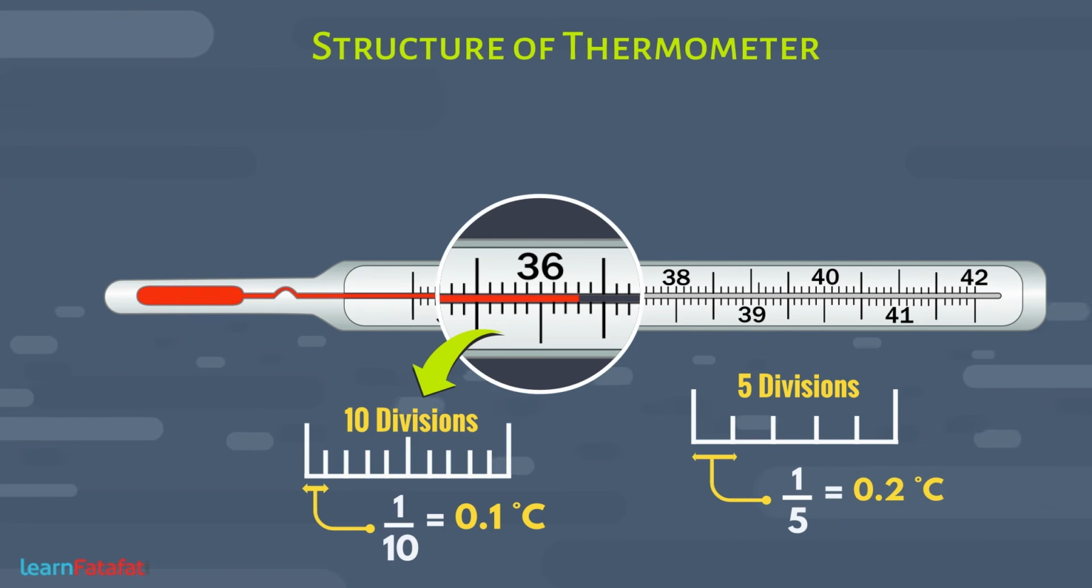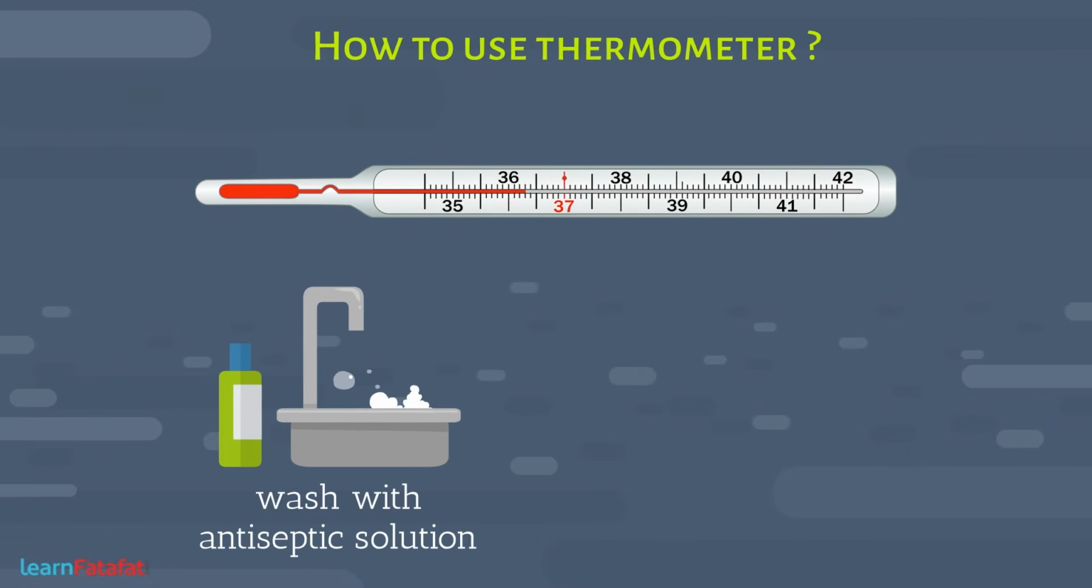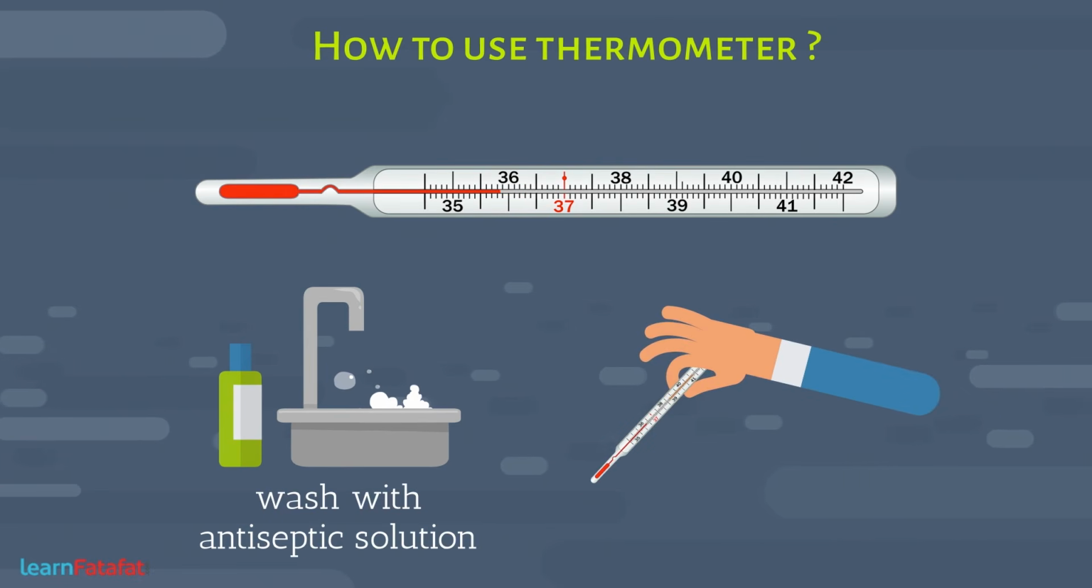How to use a thermometer? Before using thermometer, you should wash it with some antiseptic solution. Also, give some jerks to it so as to bring the mercury level below 35 degrees Celsius.